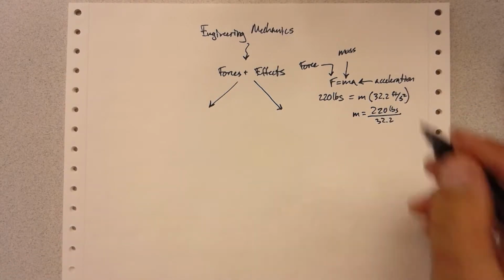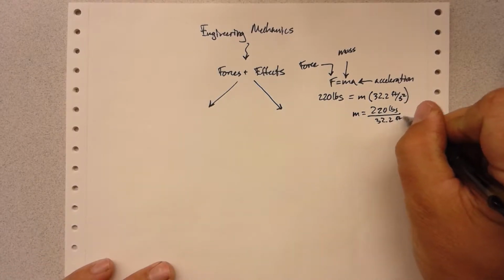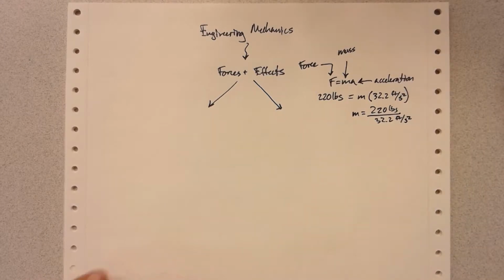And I should say that I don't bring a calculator to class usually on purpose because my expectation is that you bring a calculator to class and will do math for me. So 220 divided by 32.2. Yeah, you can do it on your phone.